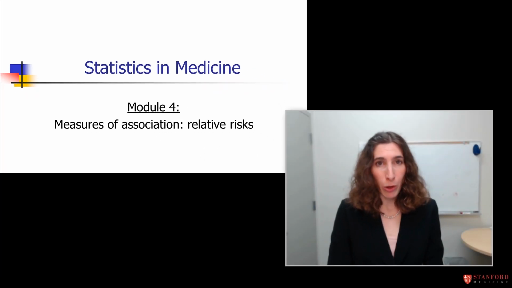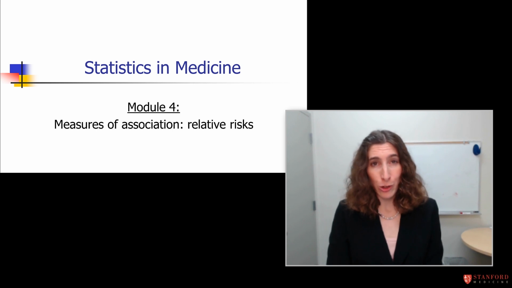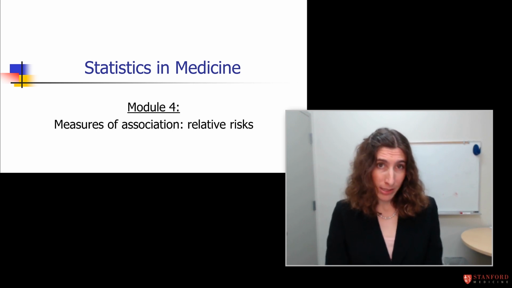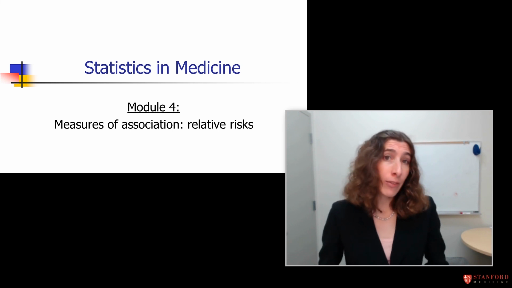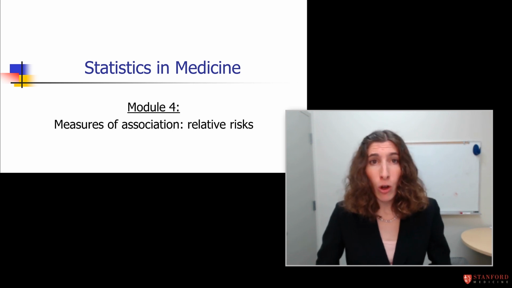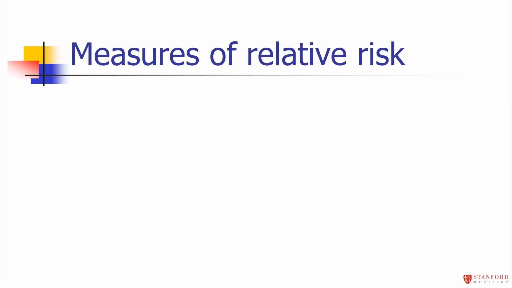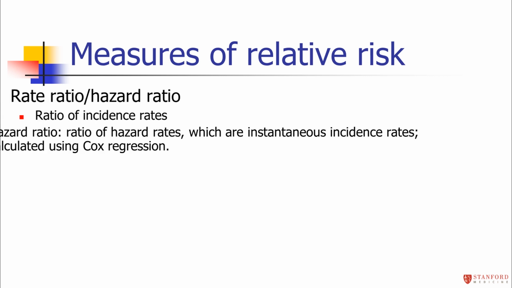In this next module, we're going to look at another measure of association called a relative risk. Instead of subtracting the risks in the different groups, what if we instead divided them to make a ratio? That's called a relative risk. There are several measures of relative risk, and relative risks appear very frequently in the medical literature.